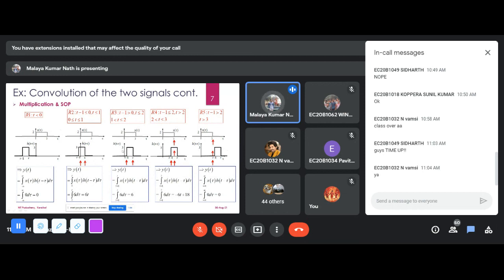So in case of complete overlapping, as this edge is equal to t, this will be equal to t minus 1. So in this case, your integration will be from t minus 1 to t. So this will give rise to a constant value that is equal to 6.